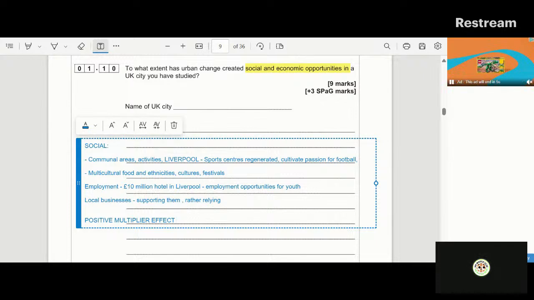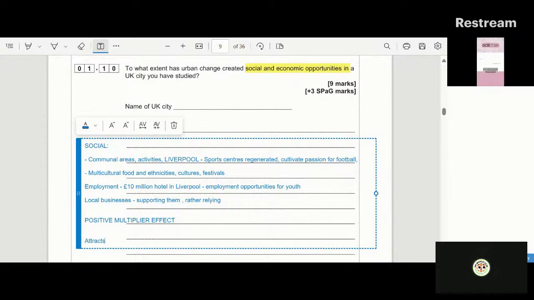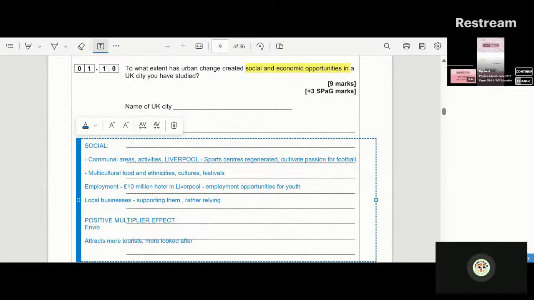Yes, tourism as well. Especially if you're looking at Liverpool and London as well. There's more tourists being attracted to those areas because they are more looked after. These urban projects are much better. And another key important thing that we can also mention is environmental benefits.